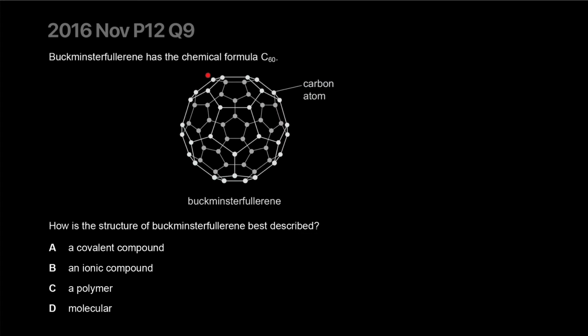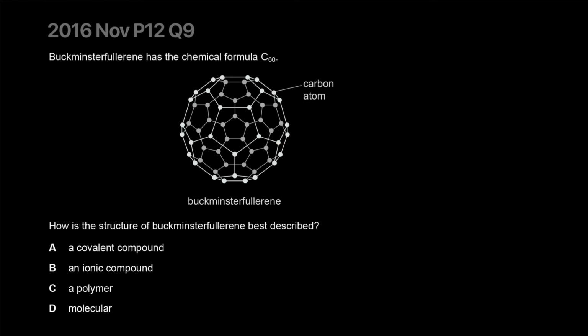A Buckminster fullerene has a chemical formula of C60 because there are 60 carbon atoms joined together in the shape of a football. So this is exactly how a football arranges itself. It's like a pentagon with hexagons all around it. Gives it that curve it needs to turn into a ball. How is the structure of Buckminster fullerene best described? I'd say a football, but let's see.